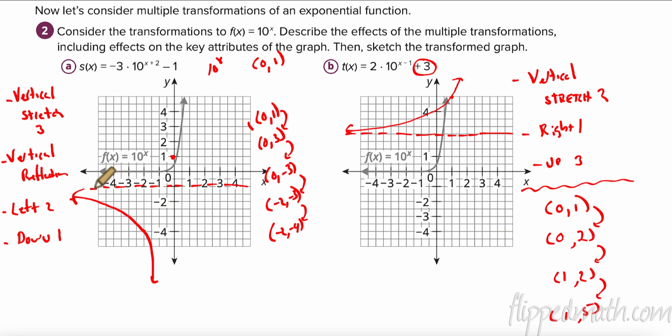Yeah, sometimes that range changes, right? If I have a vertical stretch, it changes because now I don't go up forever. If I have a vertical shift, it goes up and down. That changes my range. So my exponentials, my range changes, but my domain does not.